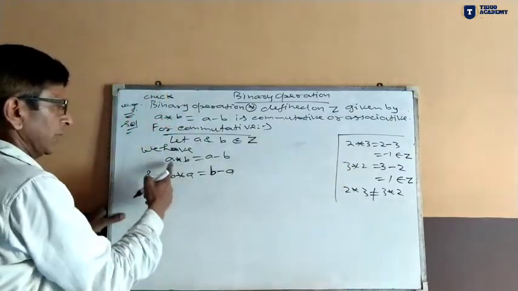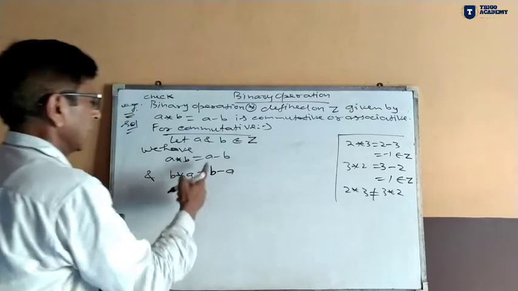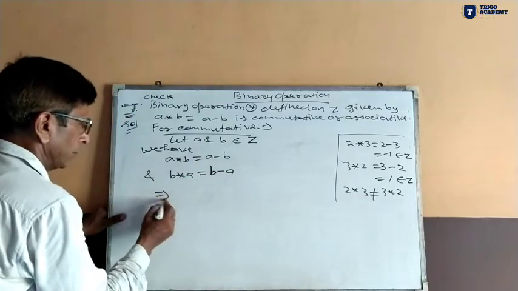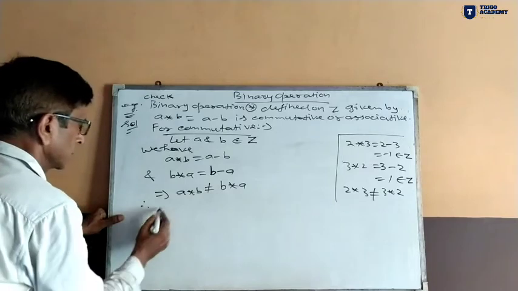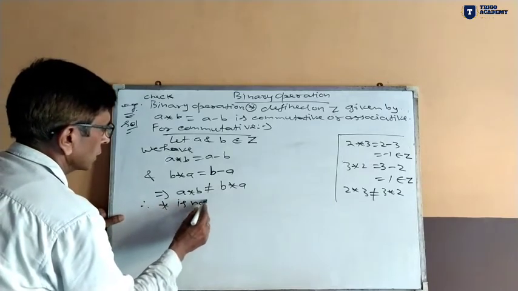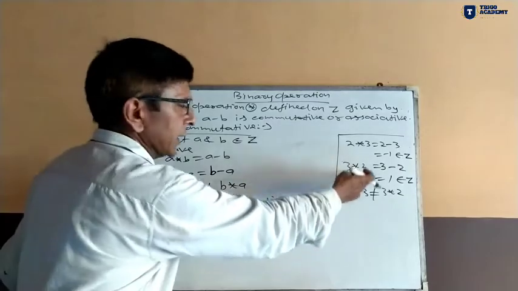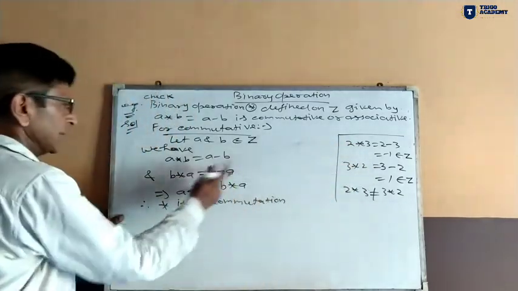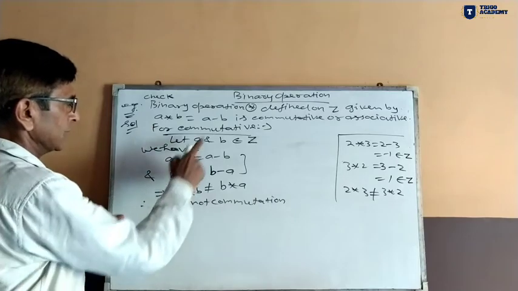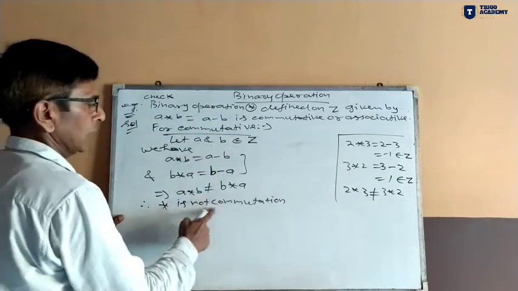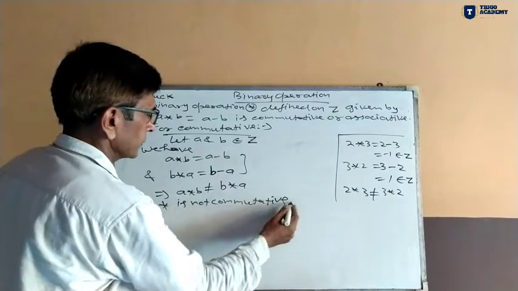Clear? In the same way, A star B equals A minus B, and B star A equals B minus A. These two values are not equal, which implies that A star B is not equal to B star A. Therefore, star is not commutative. You can give examples numerically this way, and through this the general case will also come, and these cases show that this star operation is not commutative. Star is not commutative. Okay.